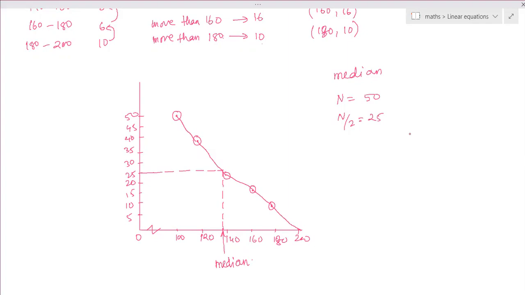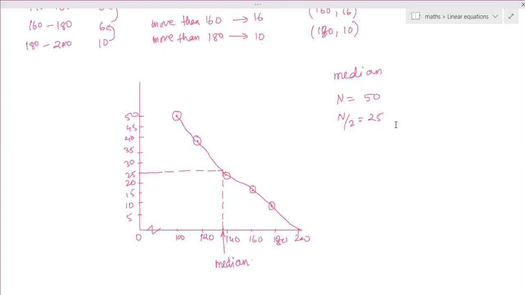So now, when a question is asked, there are three types. One is draw the less than curve and find the median. Second, draw the more than curve and find the median. And then finally, one question is for both curves on the same data: less than type and more than type you have to draw, and then find the median from that.